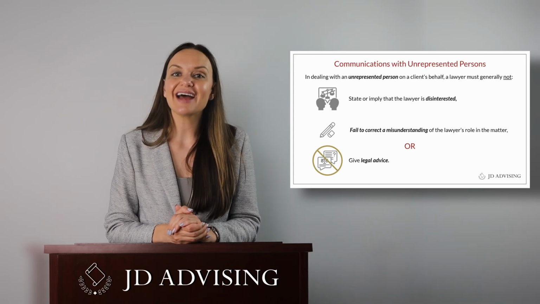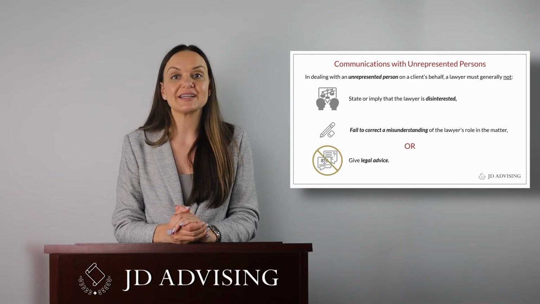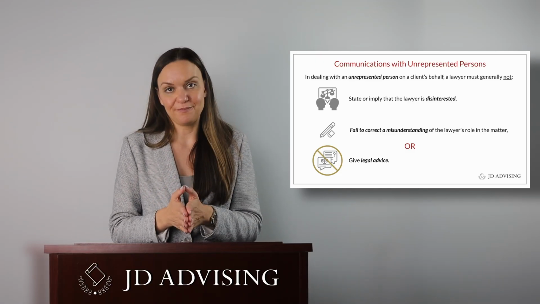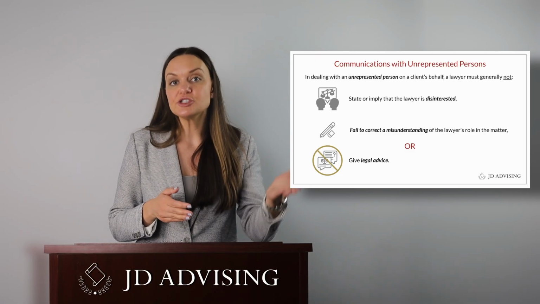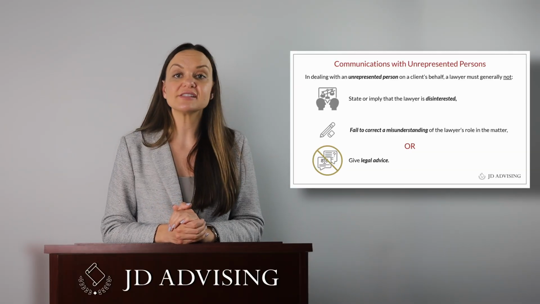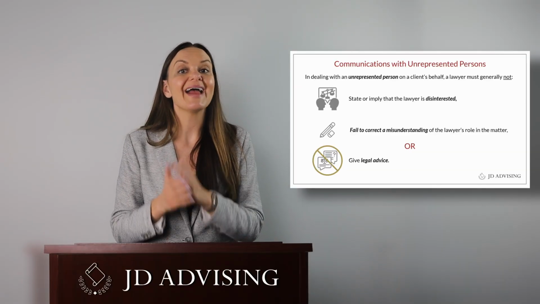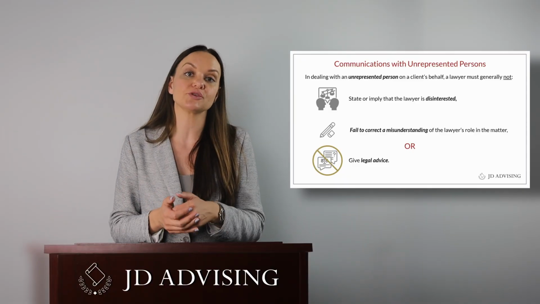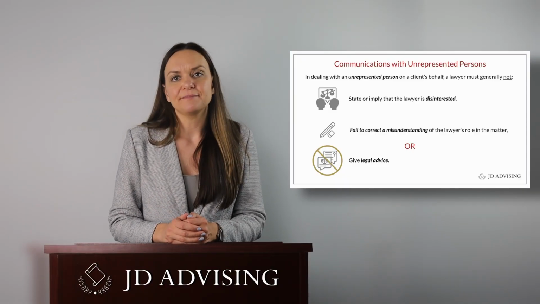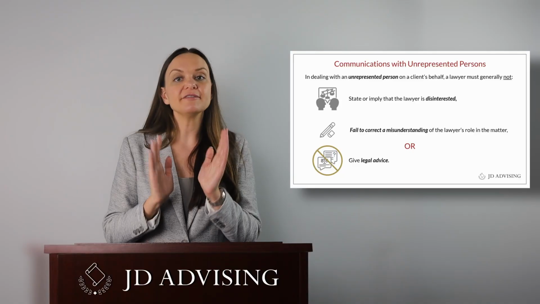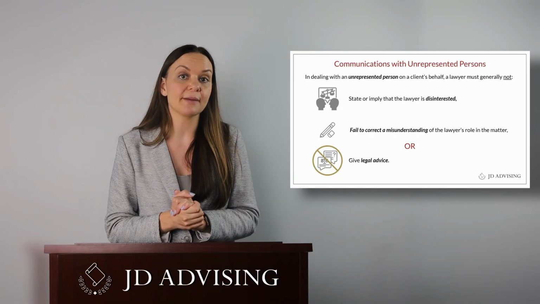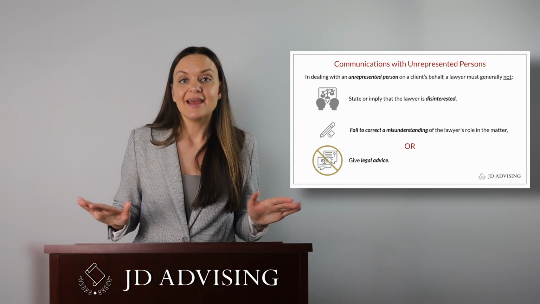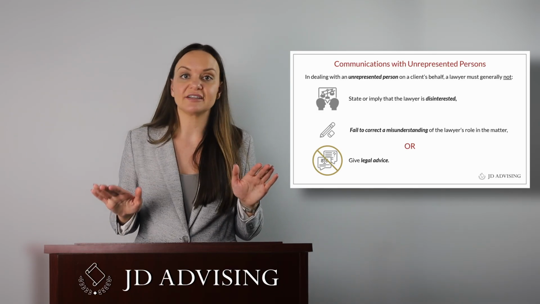Lastly, the lawyer shall not give legal advice to an unrepresented person other than the advice to secure counsel, if the lawyer knows or reasonably should know that the interests of such a person are or have the reasonable possibility of being in conflict with the interests of a client. So, what does this mean? Some people think that the very first thing you must say to someone who's unrepresented is that they should get a lawyer. And that is not the case. That's not what this rule is specifically saying.